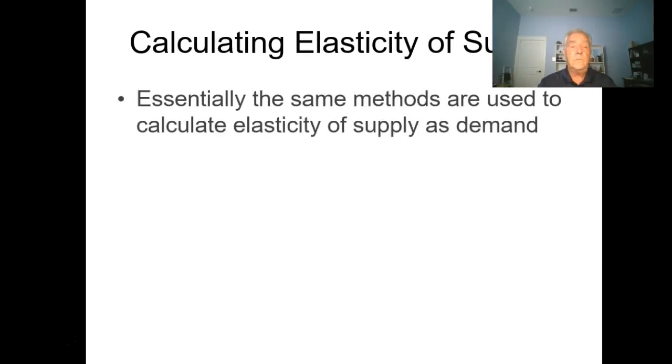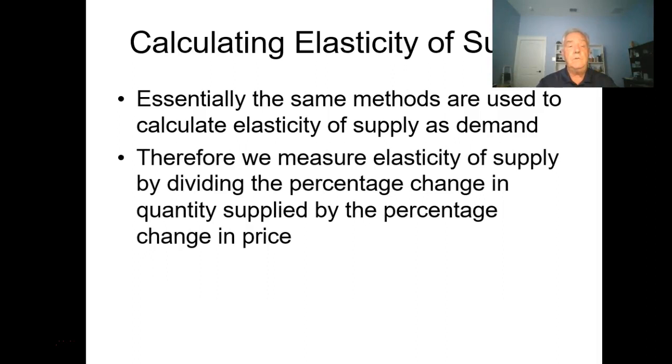So how do we calculate elasticity of supply? Essentially the same methods used to calculate the elasticity of demand. Okay? No mystery to that. So we measure elasticity of supply by dividing the percentage change in the quantity supplied by the percentage change in the price. Again, this is percentage change based on unit prices. Okay? So what it says is that we essentially do the same thing we did with demand. We're dividing percentage changes, and the change in quantity is divided by the change in the price.